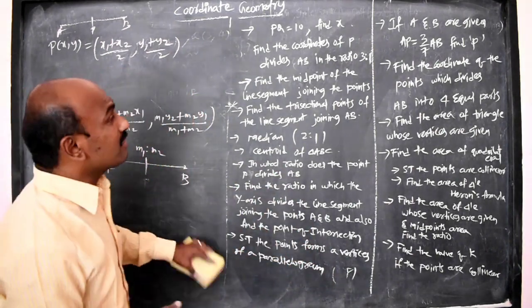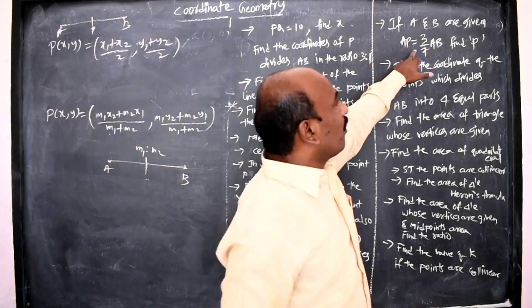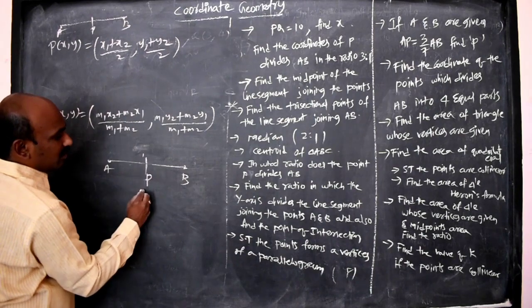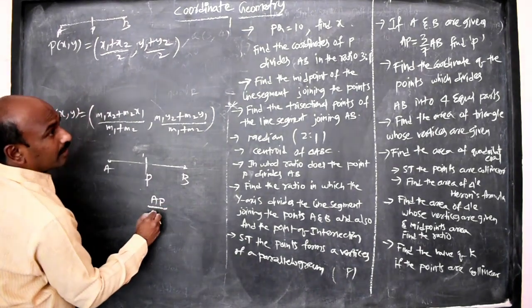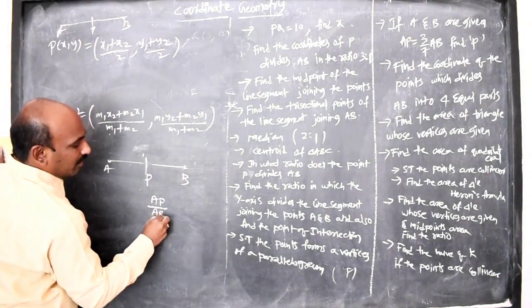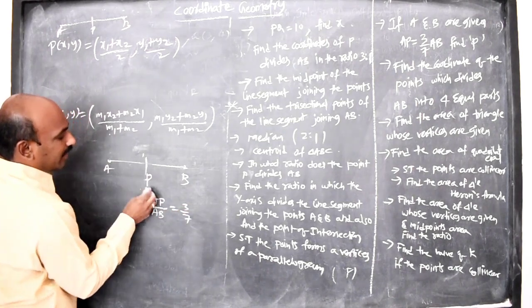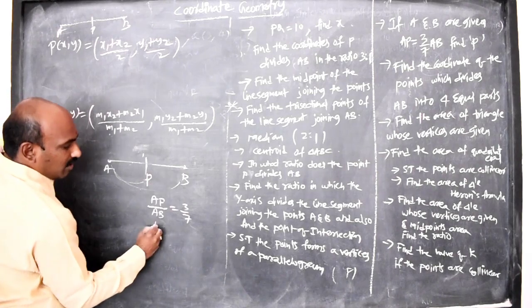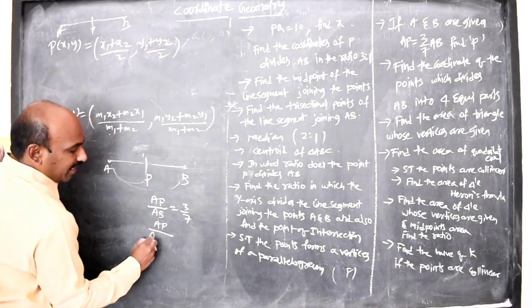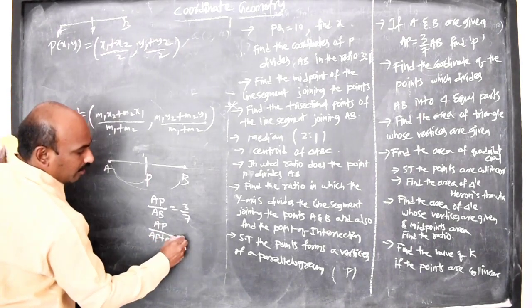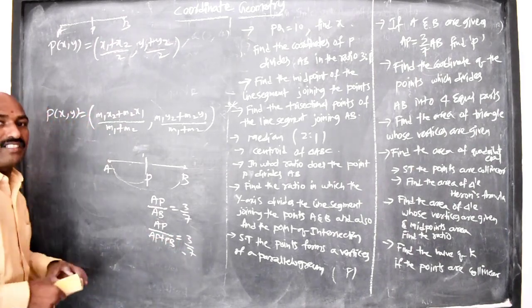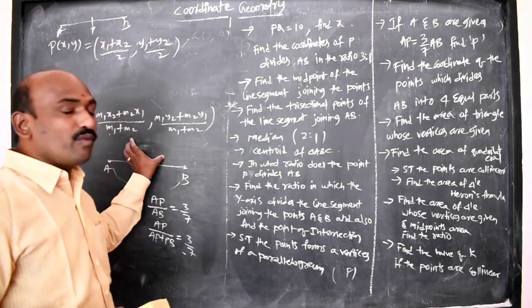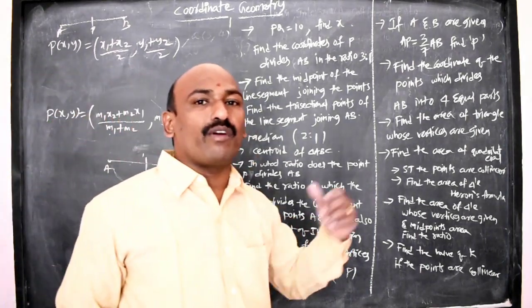And one more concept: A and B are the given points, and for AP they won't give the ratio directly, but they will give the ratio 3:7. AP by AB is 3:7, so we can write AP by AB as AP plus PB equal to 3/7. Cross multiply and simplify, and we will get the remaining part, AP is to PB. Once you have the ratio, we can apply the section formula and get the coordinates of P.